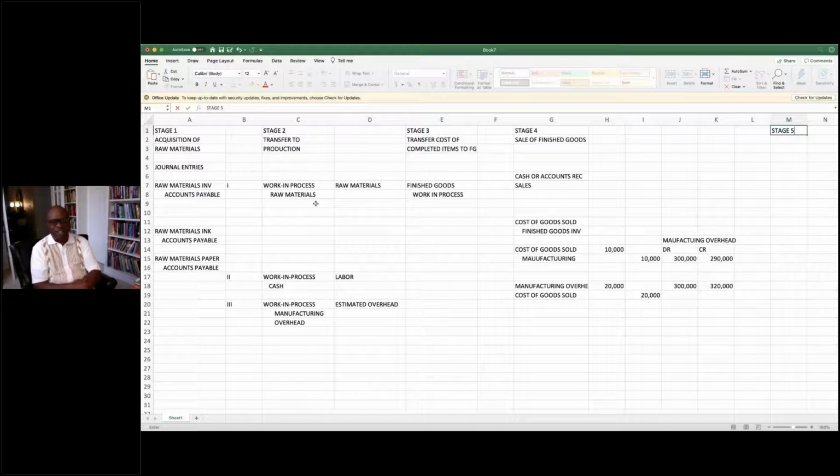Is it only one entry for stage 3? Only one entry. Now, you would have more than one entry if you made more than one item. So we don't make more than one item until the next chapter. But as long as you're making just one item, just one entry. Here, you're going to have as many entries as the amount of raw materials you have. When we make those transfers, as raw materials are transferred in, you make those entries, but only one entry for labor and only one entry to estimate the overhead.